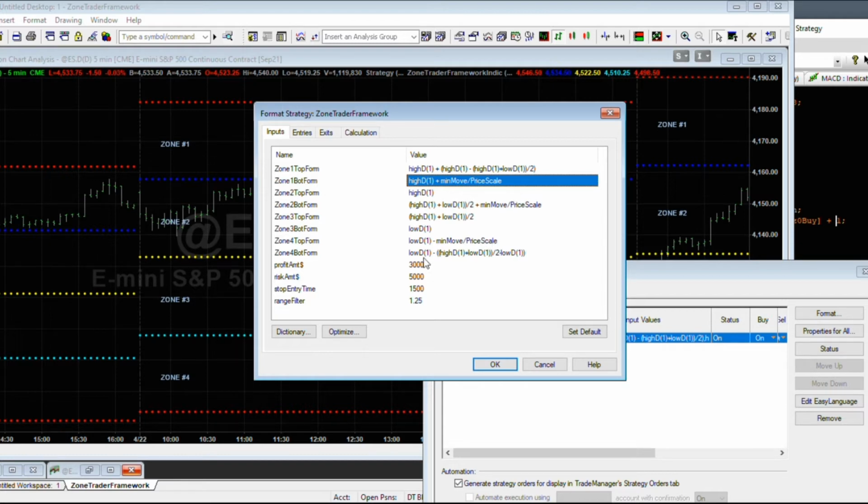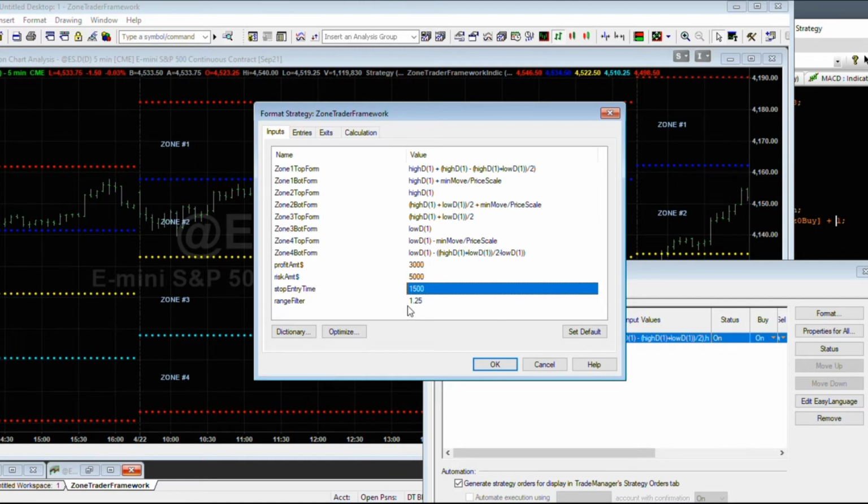Right now I'm using a wide profit objective because I want to show you how to utilize the nomenclature of the Zone Trader framework without having to get involved with the profit objective or the risk amount. You could set these numbers very high, or if you do want to use them, just set them to an appropriate amount that you'd like to use. I also have a stop entry time. I don't want to take any trades after 3 o'clock Eastern time.